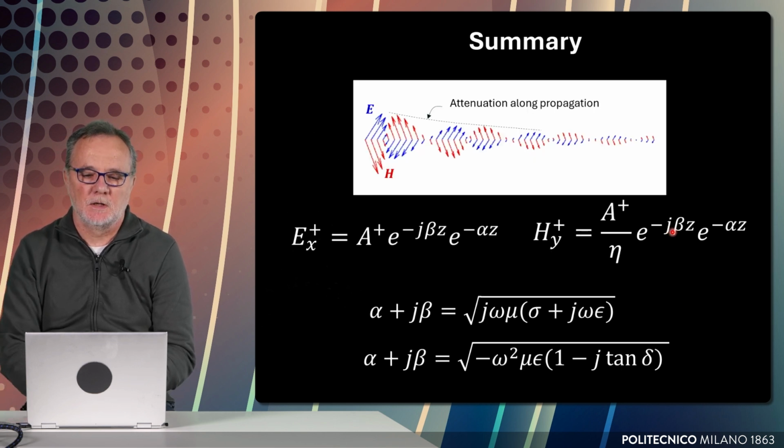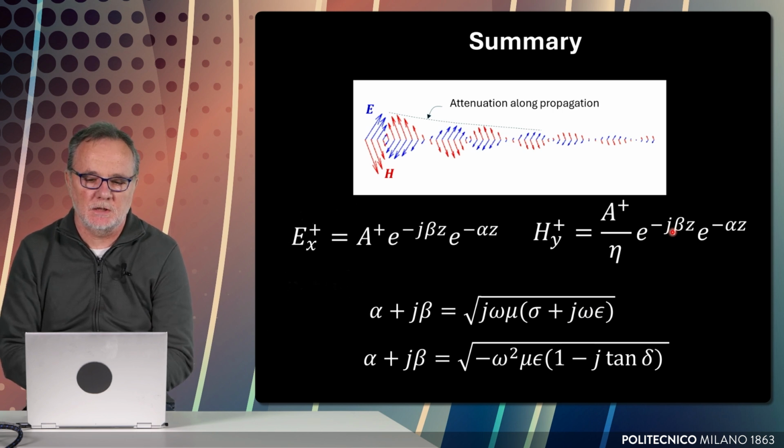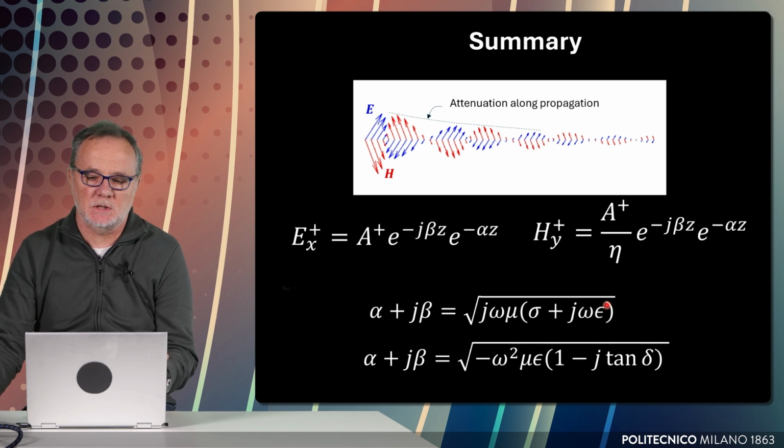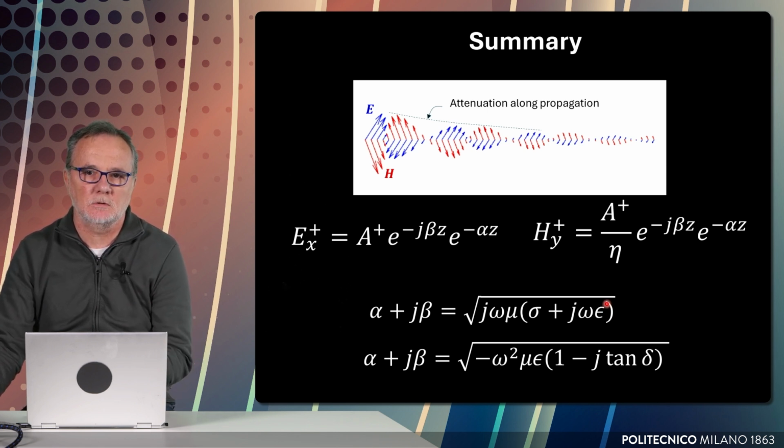So in summary, the wave, as it propagates inside a lossy material, suffers from an attenuation, and therefore its amplitude decreases as a result of absorption, partial absorption of the wave. The general shape in terms of beta and alpha can be recovered by taking the square root of the material parameters shown here. There are special cases that we have discussed, particularly good dielectrics and good conductors.